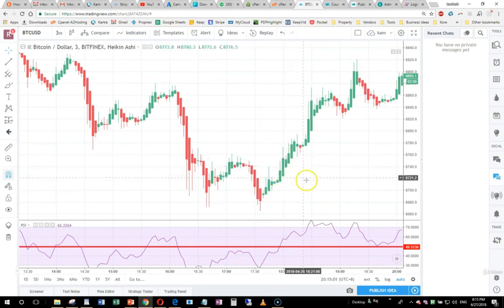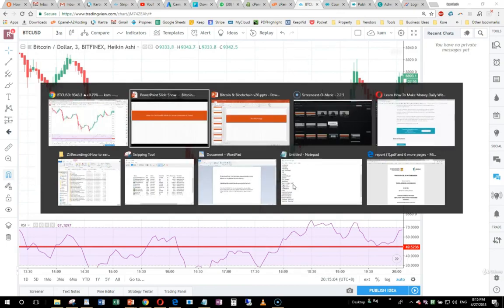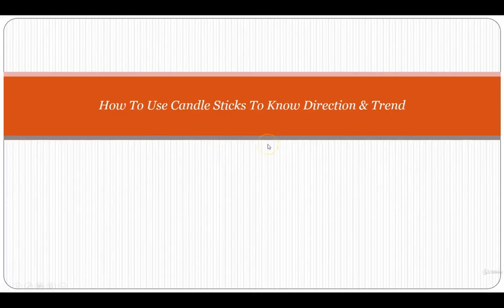That is how we spot trend. I hope that explained to you how to use candlesticks to know direction and trend.